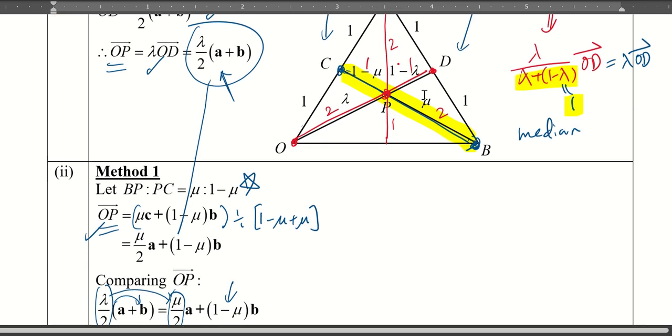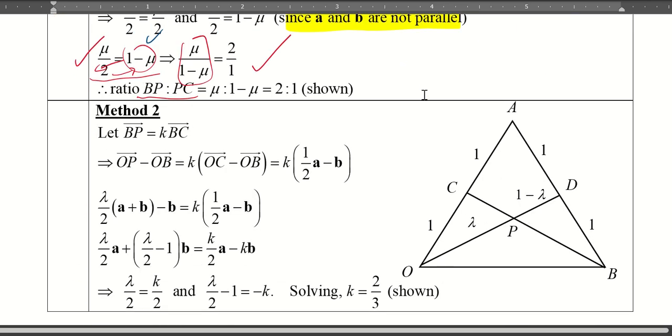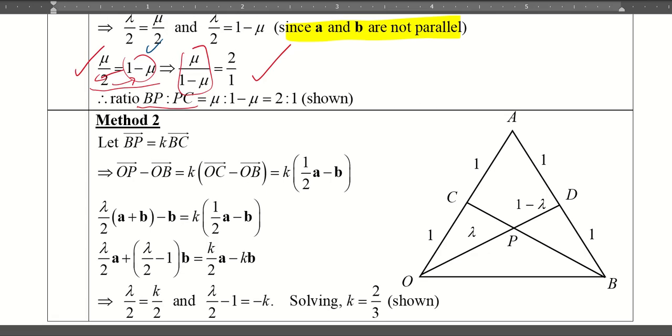Okay, let's look at method 2 now. To solve for the ratio 2:1, we can also use this idea. Let BP be a proportion k of BC, because they are parallel. Then BP is OP minus OB, and BC is OC minus OB. So you can get an expression for k BC, and this is vector B. OP is also expressed in terms of A and B, which was done in part 1.